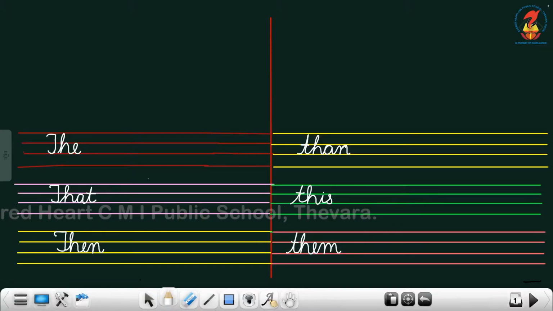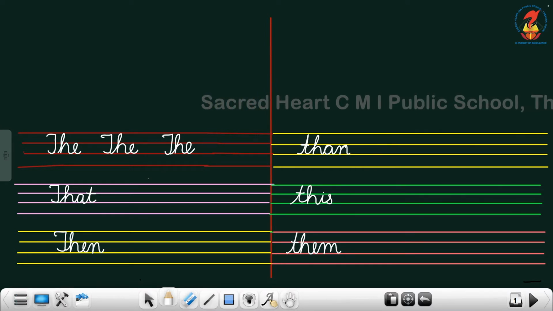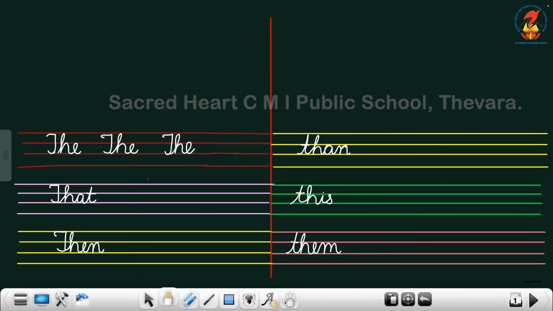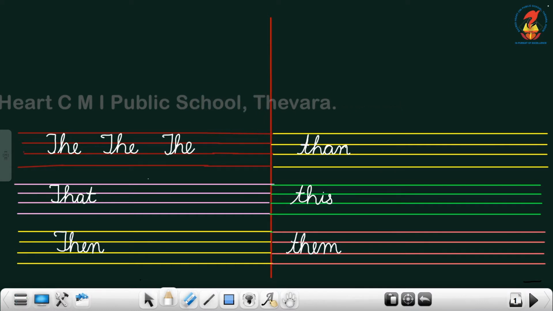So, you can see the first letter, what it is? T, H, E. It's called the. T, H, E. The. Once more. T, H, E. The. The first word is the. T-H-E. The. Or you can see the also. It is the. T-H-E. The.